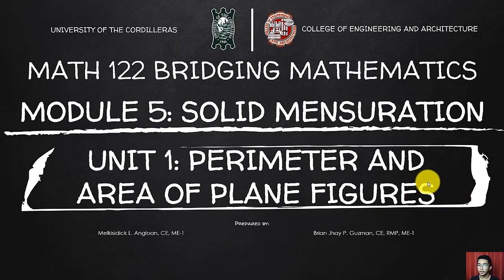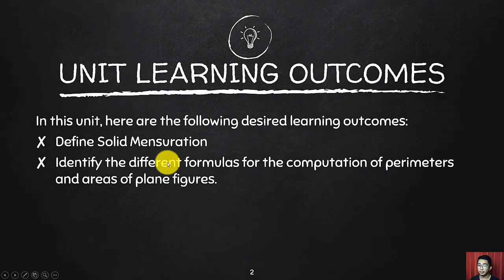Okay, so we are down to the last subtopic of the bridging mathematics course, which is now the solid mensuration. In this particular video, we need to define what solid mensuration is and identify the different formulas for the computations of perimeters and areas of plane figures. So we're going to divide the discussion for solid mensuration into two. One is for plane figures and the other is for solid.